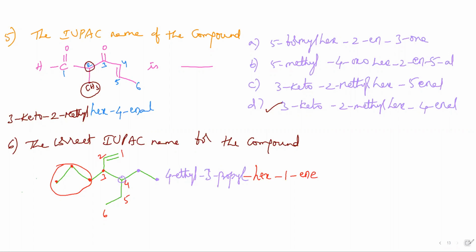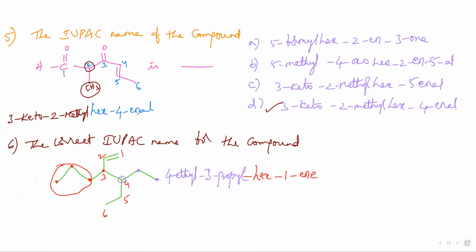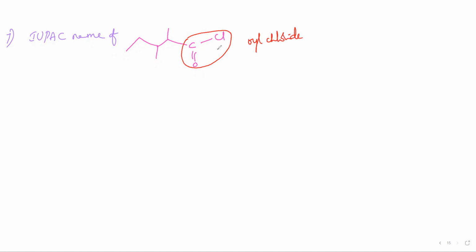Okay, we'll see one more compound. Again, the IUPAC name of the compound. So always identify the functional group. This is the functional group COCl. COCl means acyl chloride. This is the IUPAC name. COCl means acyl chloride, right?